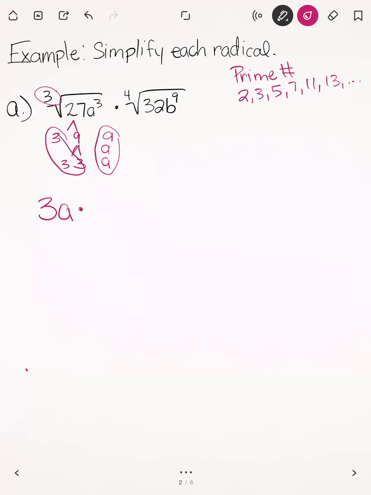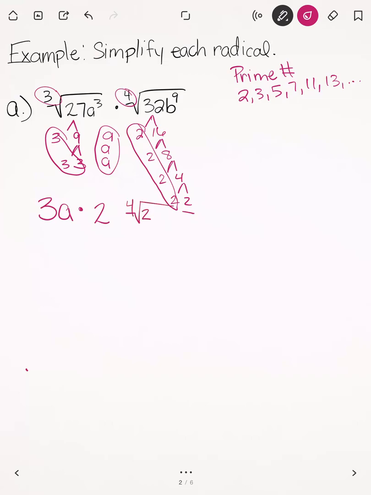Now, looking at our second one, it's the 4th root of 32, b to the 9th power. We have to break down 32, so 32 breaks down to 2 times 16, 2 times 8, 2 times 4, and 2 times 2. Okay, for this one, our index number is a 4, so now we need a group of 4 like numbers. So I have 1, 2, 3, 4, and then I have a loner. Okay, the group of 4 gets to come out as a big 2. The one that's by itself has to stay in the radical.